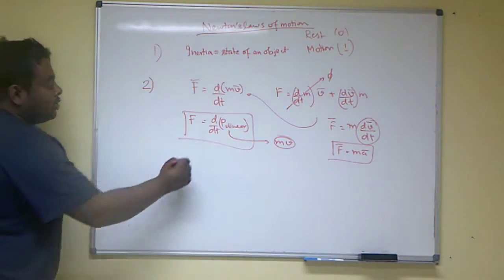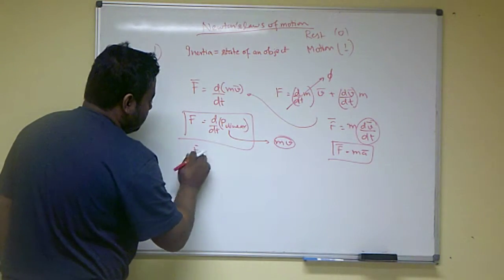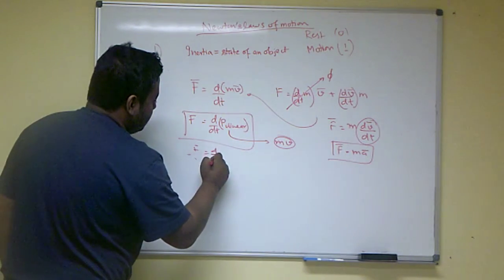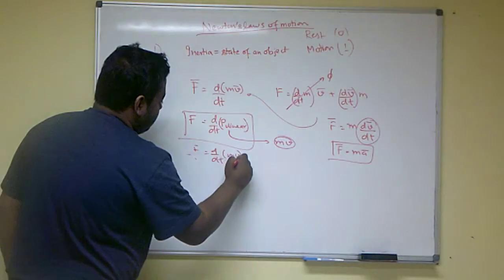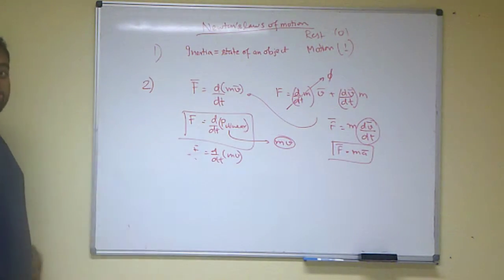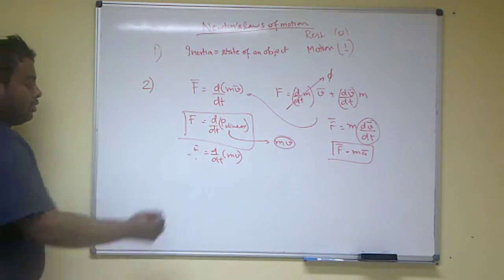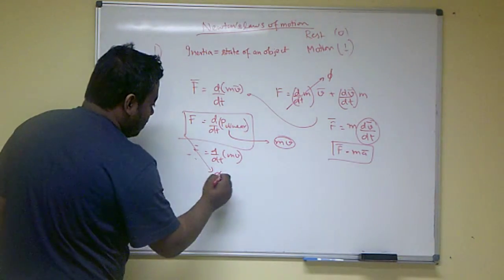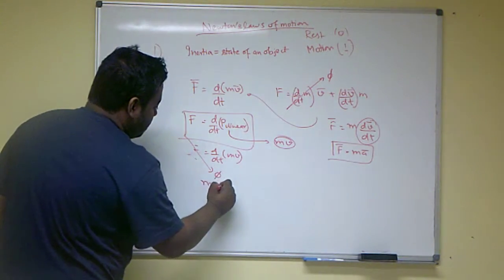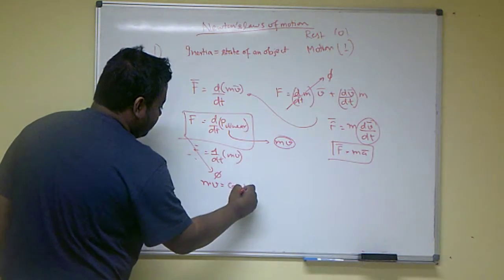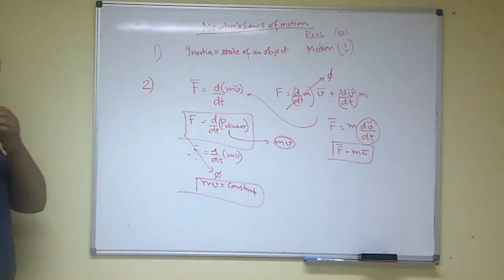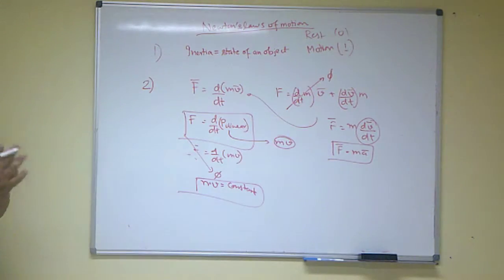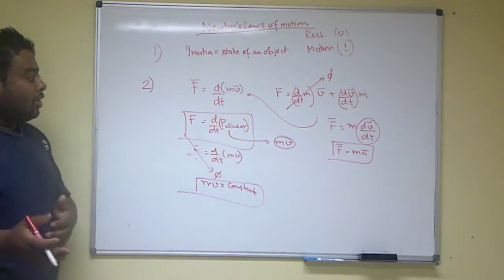Okay, and it could also be written as F equal to d/dt of mv. So if there is no external force acting on the body, then we also come to the conclusion that mv will remain constant. Okay. So there are two parts of this law, or three parts of this law.